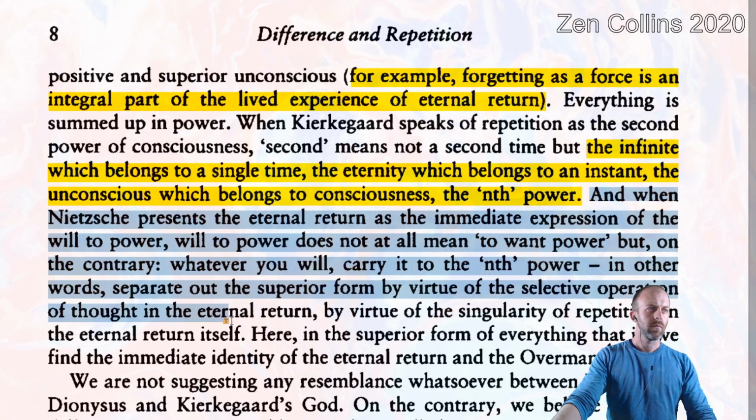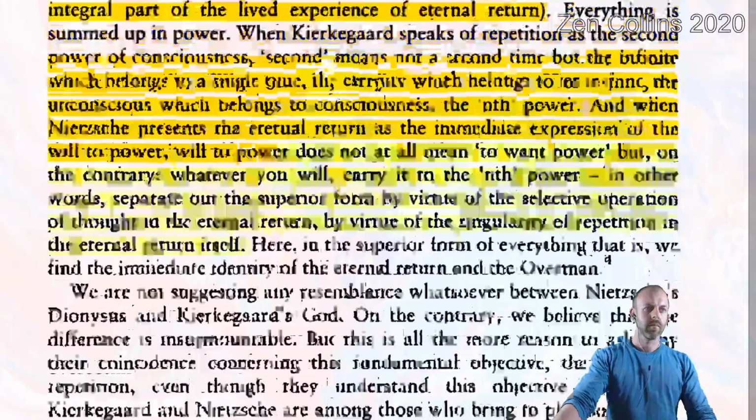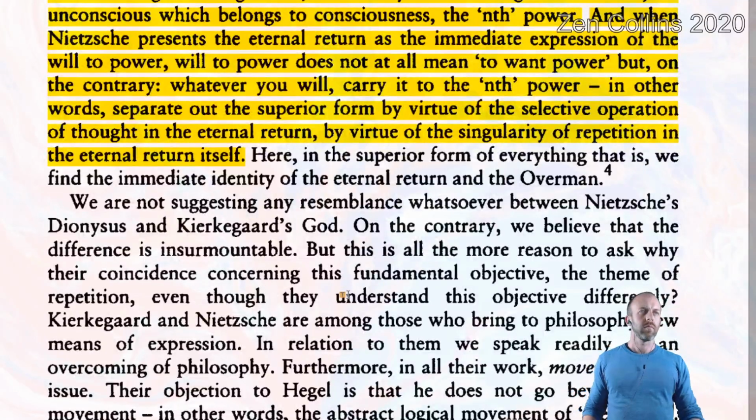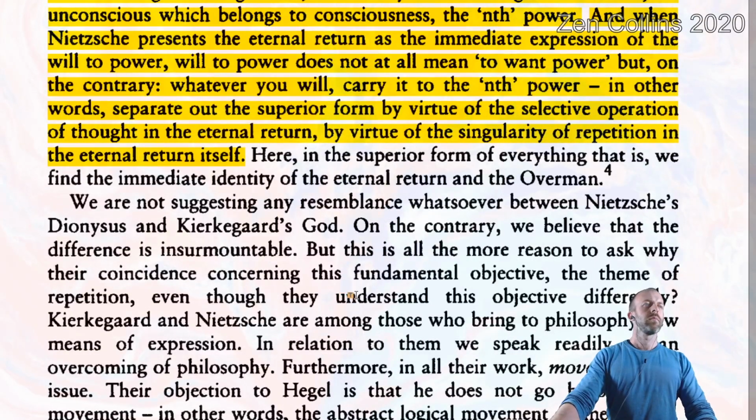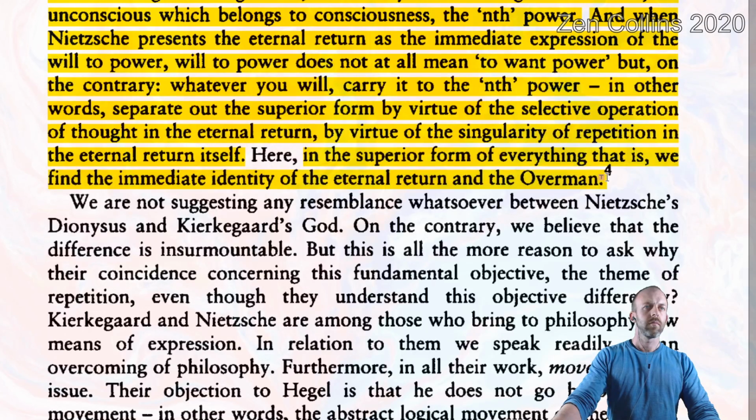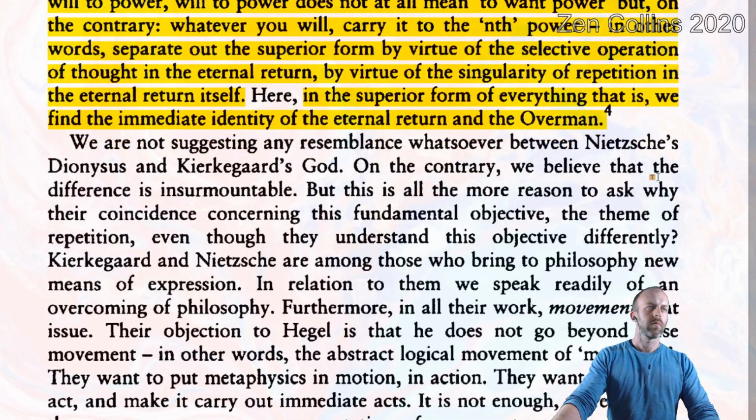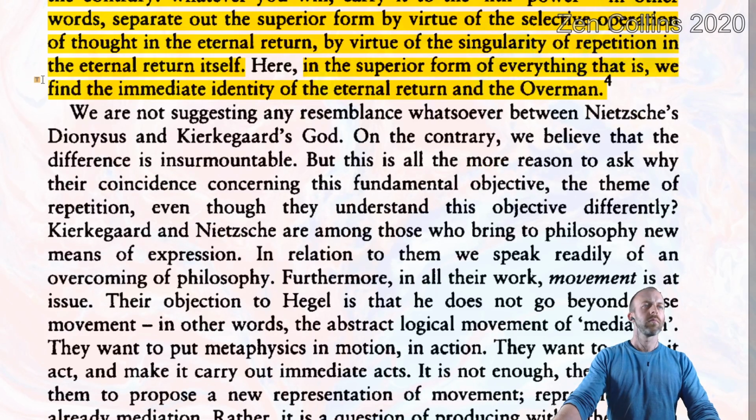Separate out the superior form by virtue of the selective operation of thought in the eternal return, by virtue of the singularity of repetition in the eternal return itself. Here, in the superior form of everything that is, we find the immediate identity of the eternal return and the overman. We are not suggesting any resemblance whatsoever between Nietzsche's Dionysus and Kierkegaard's God.